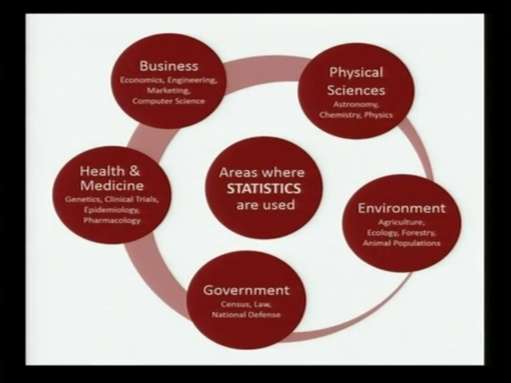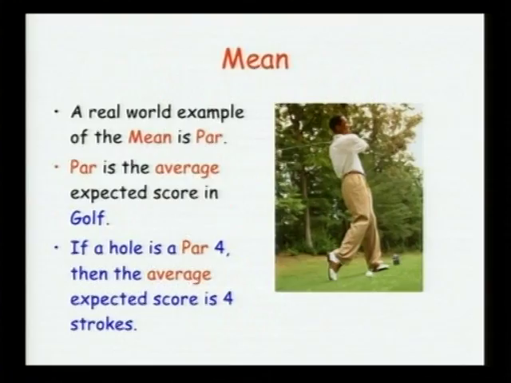Areas where we use statistics. Let us see. In physical sciences, we use astronomy, chemistry and physics. In environment, we use agriculture, ecology, forestry and animal population. In government sectors, census and law, national defense. In health and medicine, genetics, clinical trials, epidemiology and pharmacology. In business, we use economics, engineering and marketing, computer sciences.